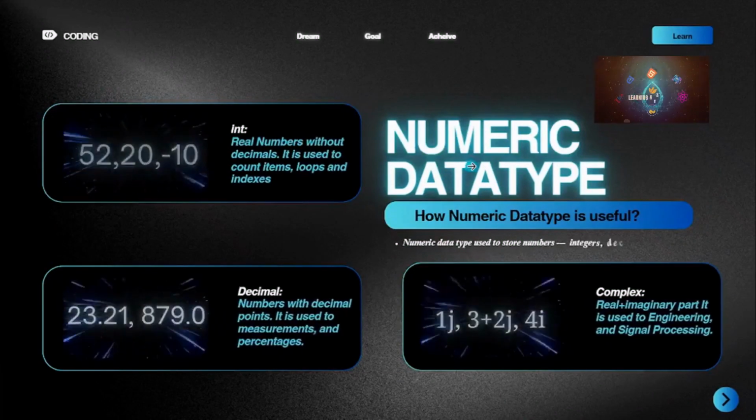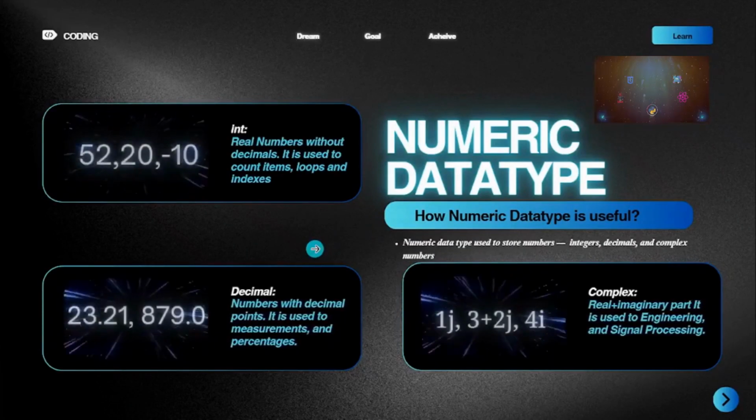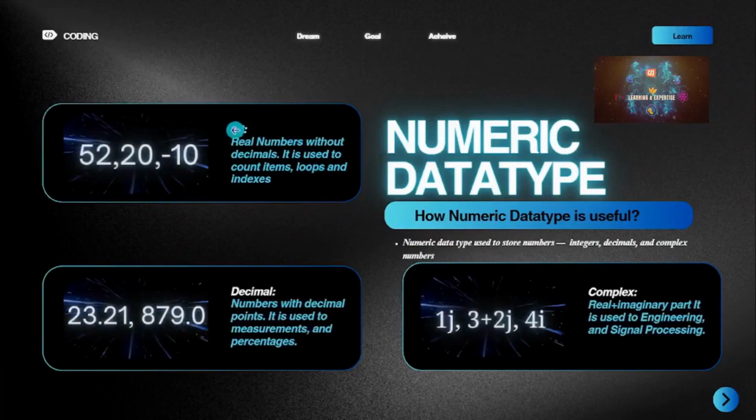The numeric data type is basically useful for storing numbers. What kind of numbers can we store with the help of the numeric data type? We can basically store integer, decimal and complex numbers. An integer number contains real numbers, nothing but positive values, negative values, including 0. When coming to the decimal, we have decimal points, for example, 23.21 or 56.79 and so on. These types of values are useful when we want to store in the decimal format.